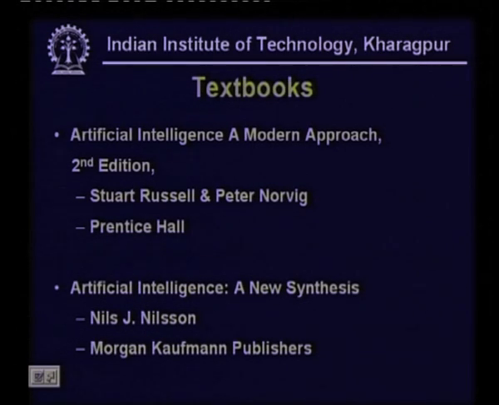Some of the textbooks that we will follow for this course: there are mainly two books which I will be referring to. Professor Basu will also talk about the other books that he will refer to. The books are Artificial Intelligence: A Modern Approach, second edition, by Stuart Russell and Peter Norvig, published by Prentice Hall and also by Pearson. The second book is Artificial Intelligence: A New Synthesis by Nils Nilsson, published by Morgan Kaufmann Publishers.